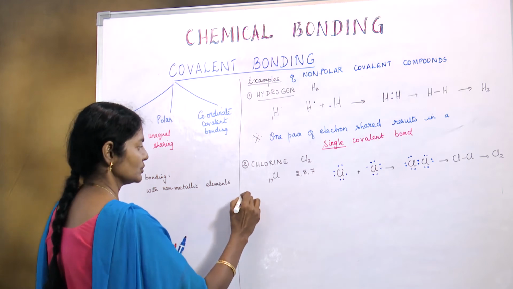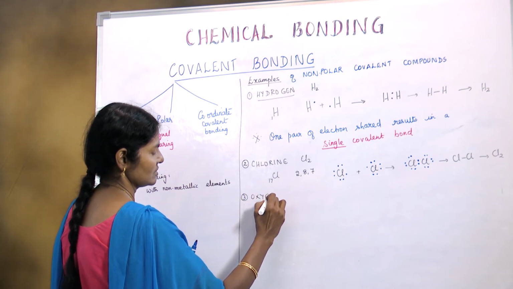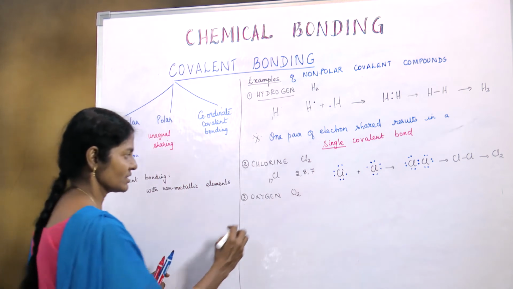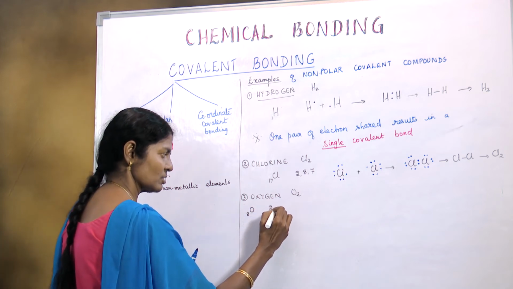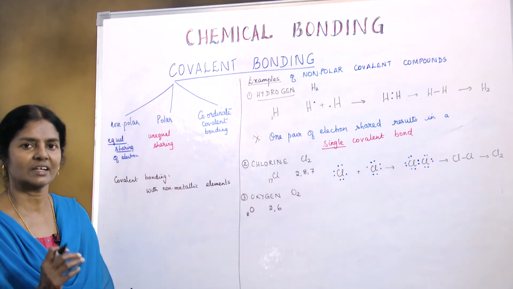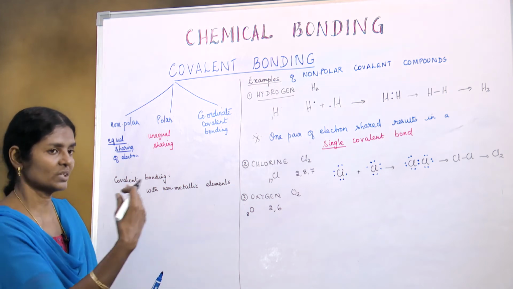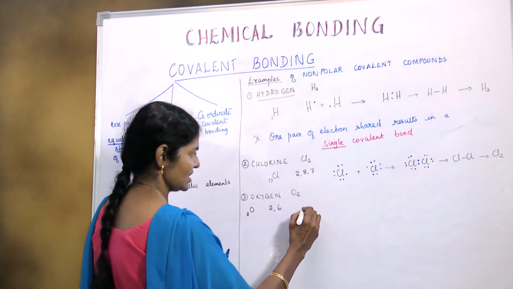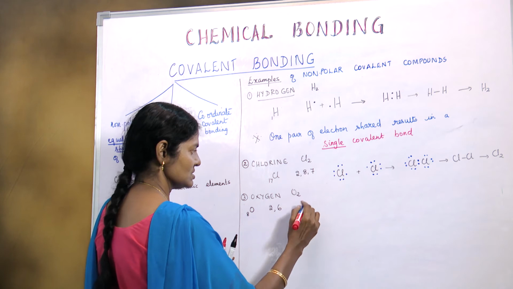Now let's go on to oxygen. Oxygen also we write as O2. How do we get that? Oxygen's atomic number is 8, which means the electronic configuration is 2, 6. Each atom of oxygen needs 2 electrons. So what does it do? It shares its 2 electrons with another oxygen atom, and that atom shares 2 electrons with this oxygen atom. Let us see that here. Oxygen here with 6 electrons.